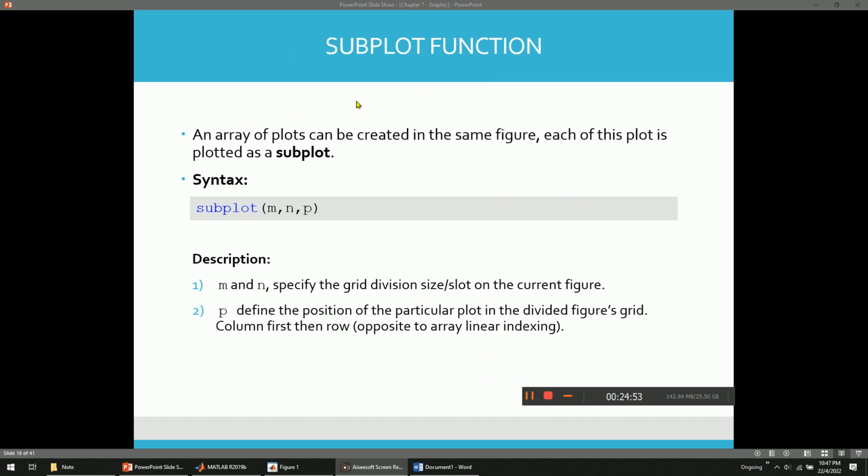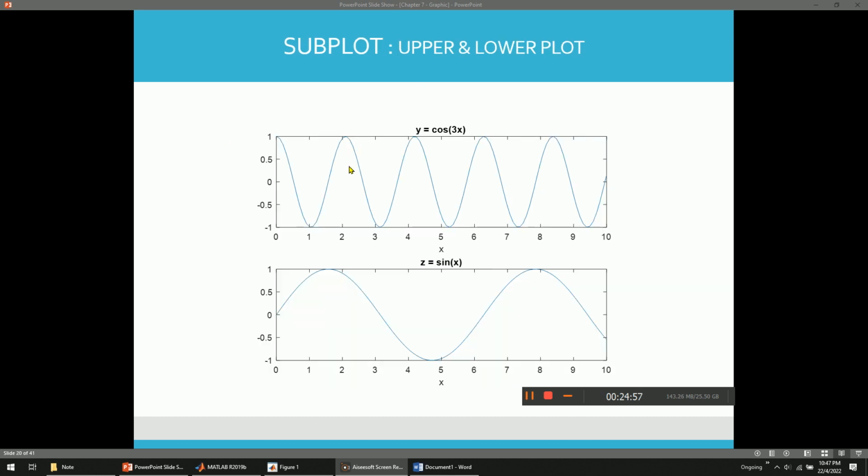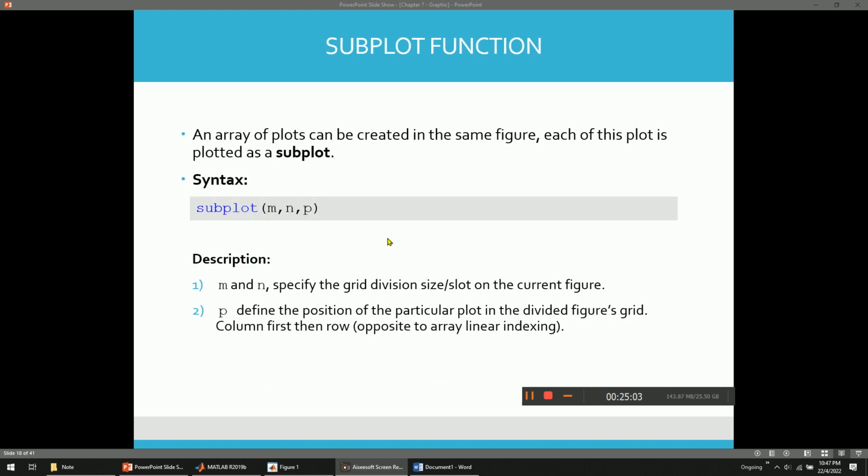Okay, so the subplot function. Basically, what is subplot? You can see here, this is one figure. You have two plots in one figure. That is the subplot. So with subplot, you have M, N, which is the size of the subplot, and P is the position of the subplot.